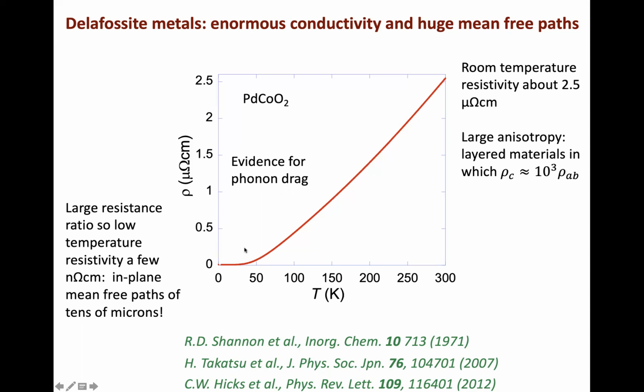But there's evidence that below 50 Kelvin or so, there may be a phenomenon called phonon drag going on, where instead of the phonons remaining in equilibrium with zero net momentum as you put on an electric field and give the electrons momentum, you drag the phonons so that the phonon fluid gets momentum at the same time as the electron fluid getting momentum.